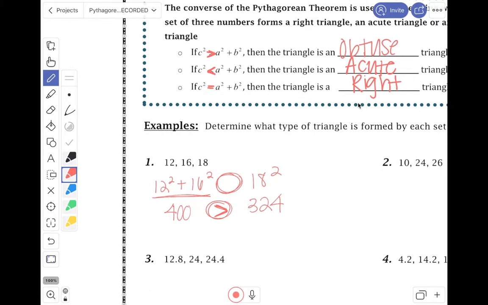So a squared plus b squared is greater. A squared plus c squared is greater. So it's an acute angle.